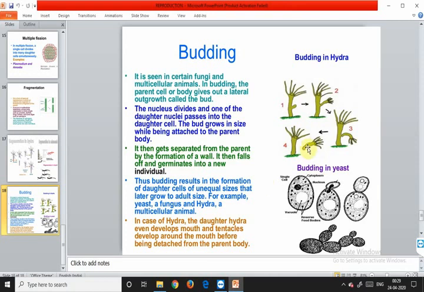The size of this individual formed is not the size of the parent cell, as it is a little smaller, but with due course of time, it grows into a complete adult like the parent. In the case of Hydra, the daughter Hydra even develops a mouth, and tentacles develop around the mouth before getting detached. These tentacles also arise even when it is still attached to the body of the parent.